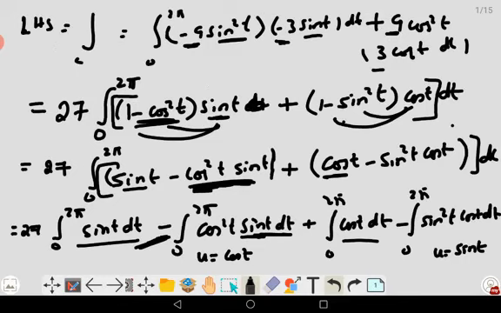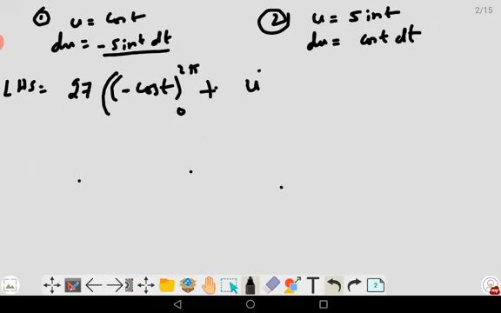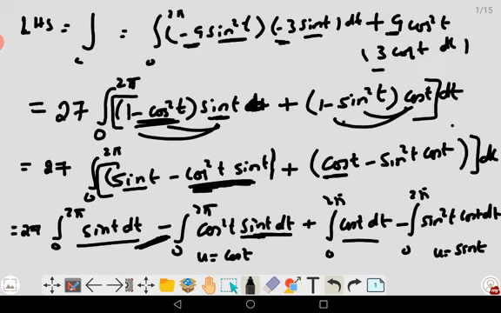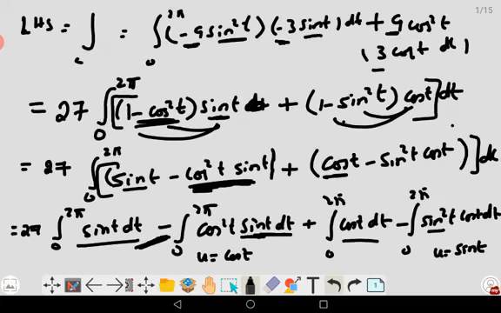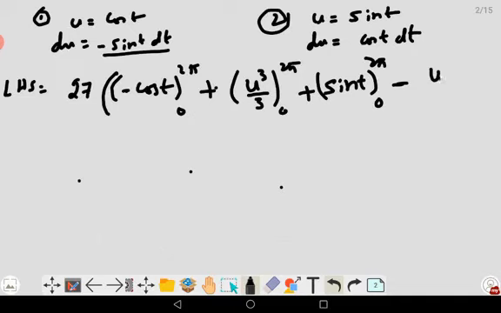Integration will be u cube over 3. What is u? u is cosine. I will write in the next step. Integration of cosine t is sin t, there is no change, isn't it? So this will be sin t from 0 to 2π. Finally, minus, this will be u square, this will be du. So negative u square du, where negative is outside. So integration will be u cube over 3 with negative outside.